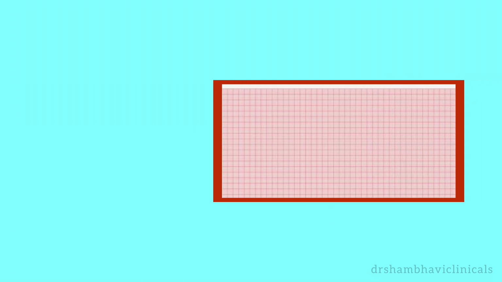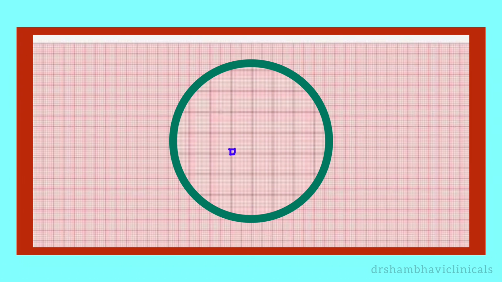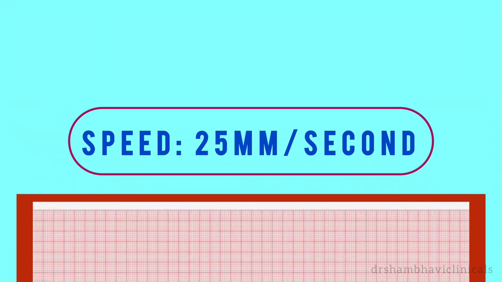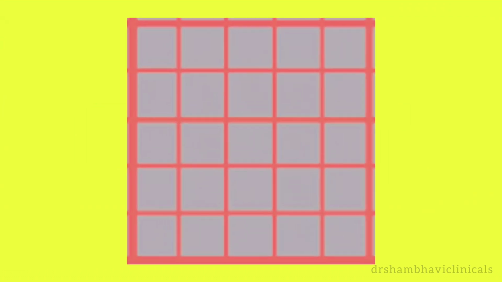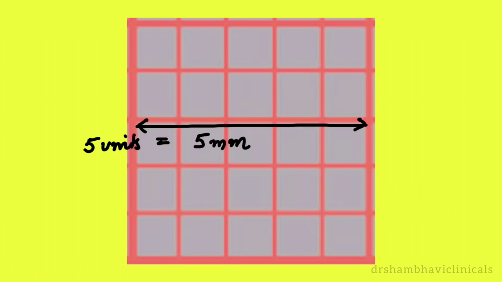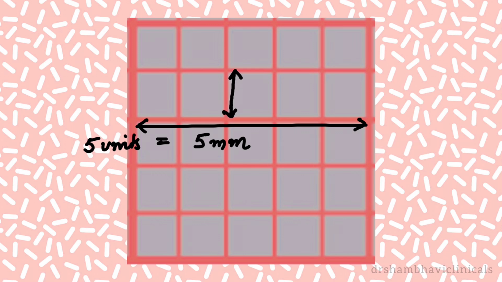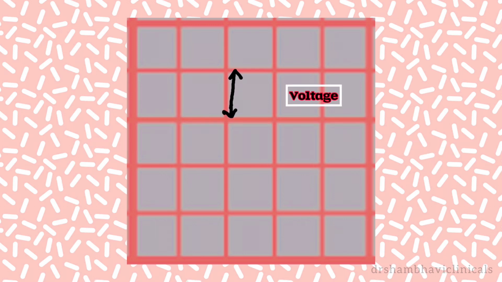Let's start from the ECG graph paper. ECG graph paper is divided into tiny squares whose each side measures 1 millimeter. This paper usually moves at the speed of 25 millimeters per second. That's why horizontally, each small square represents 0.04 seconds and each 5 units, that is one large square, represents 0.2 seconds.